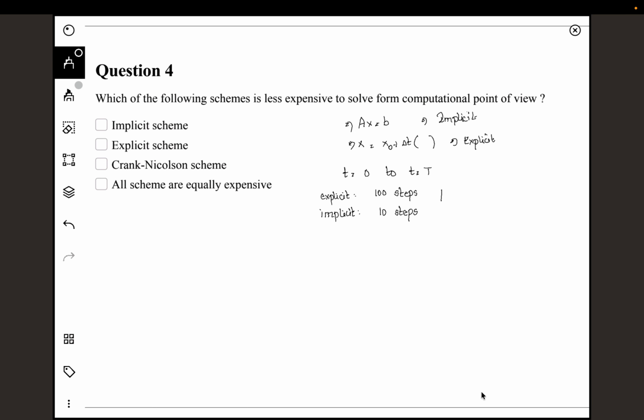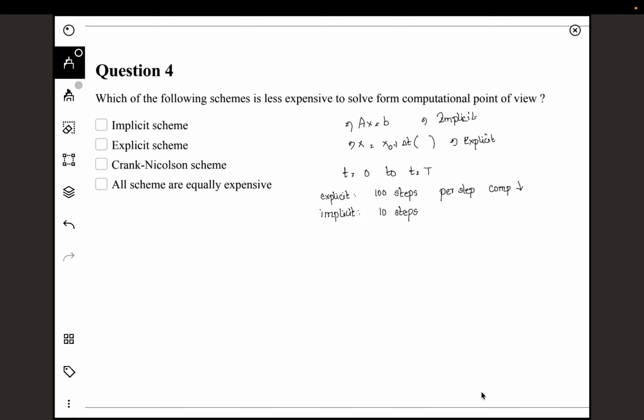But here, the first step's computation is lesser because all you're doing is just something like this, where you start with x plus x naught plus delta t times some gradient term. This is just an arithmetic addition that you have to do, and you can do that in parallel also. There is no simultaneous equation that you have to solve.